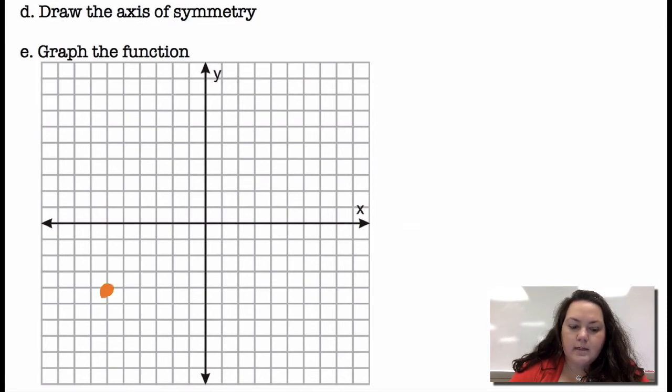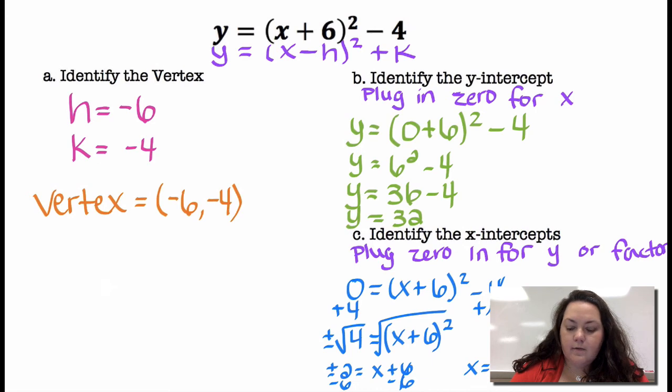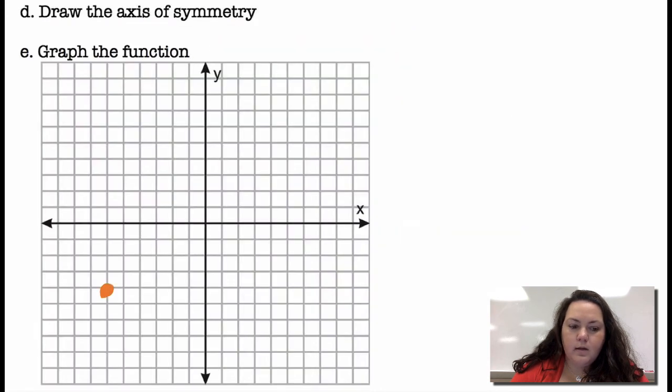So my vertex was at negative 6, negative 4. I'm going to draw my axis of symmetry. Then I'm going to draw my x-intercepts. My y-intercept doesn't quite reach. So then I can draw my parabola.